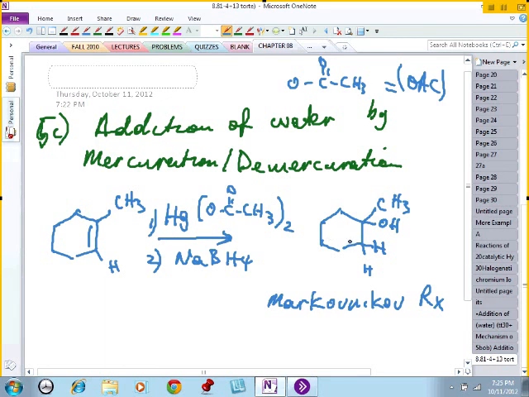So therefore, we have given you 3 different ways of adding water across the carbon-carbon double bond. What are those 3 different ways? Borane hydroboration-oxidation, acid catalyzed addition of water, and finally the demercuration: mercury acetate followed by sodium borohydride.